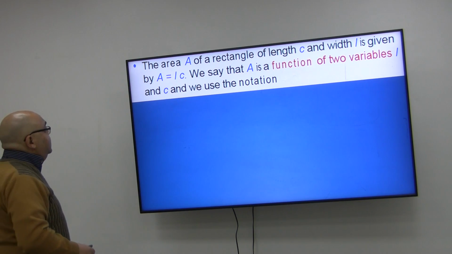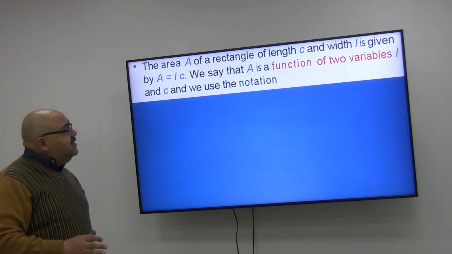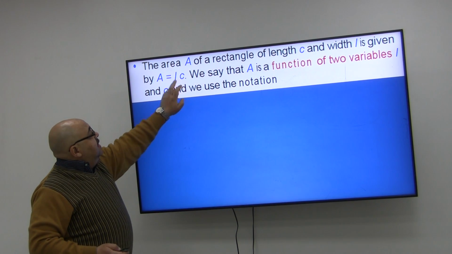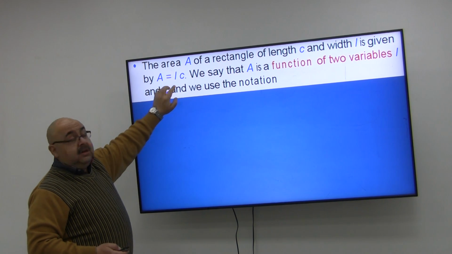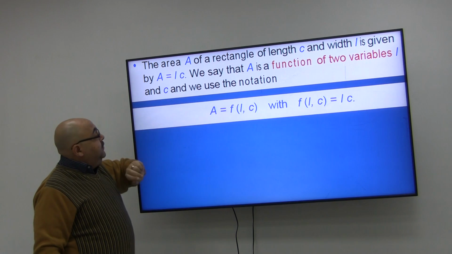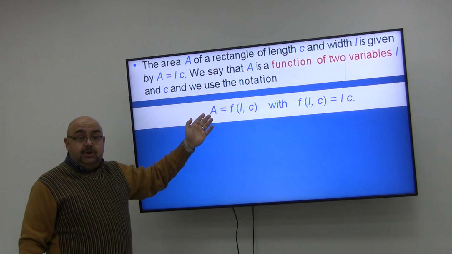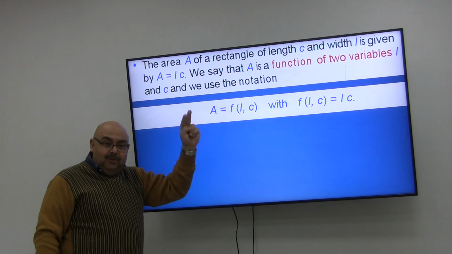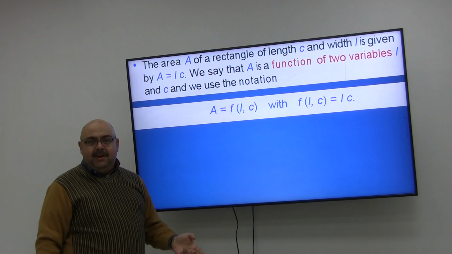So the area of a rectangle of length L and width C is given by A equals L times C. That's the function which represents the output, which is A, and the inputs, which are L and C. So that's a mathematical representation. It's running from R2 into R. Are you with me? R2, 2 variables, into R, which is the area.